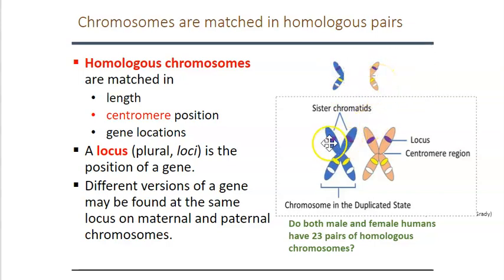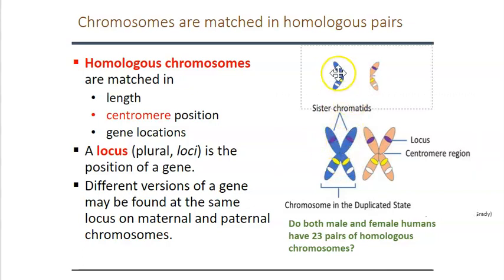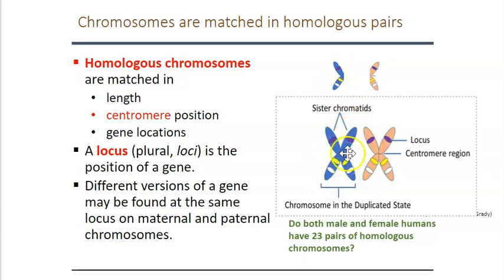When they go through synthesis, our chromosomes are duplicated, right? And so we can see our duplicated chromosomes here, but they're not separate from one another. They're physically held together at the centromere region. Once our chromosomes are duplicated, instead of being in the unduplicated state, we have a chromosome in the duplicated state. Each chromosome in the duplicated state is made up of those 2 sister chromatids.